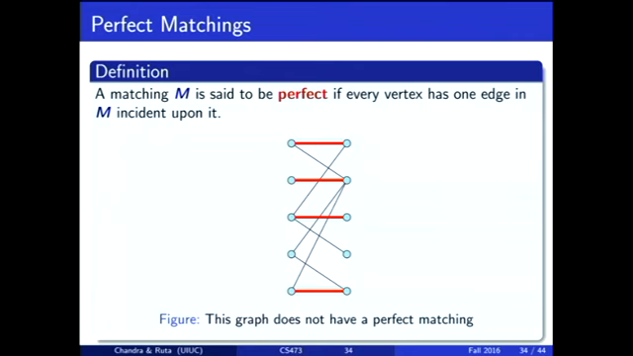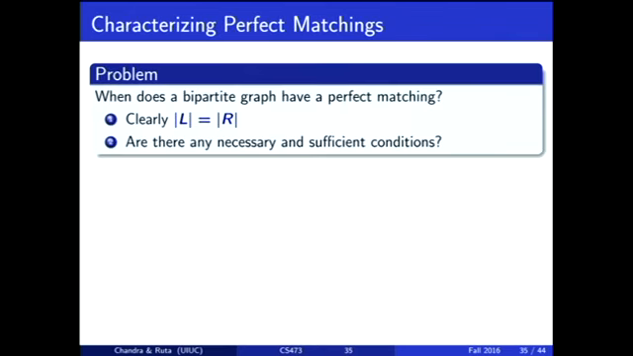In fact, when is it not feasible to find a perfect matching? If the number of left-hand side vertices is not equal to the right-hand side vertices, clearly you can't have a perfect match. So let's assume that's an easy case, and assume the left-hand side is equal to the right-hand side. The question is, is there anything necessary and sufficient that's easy to give as a condition?